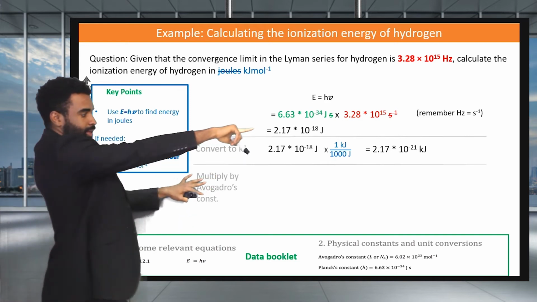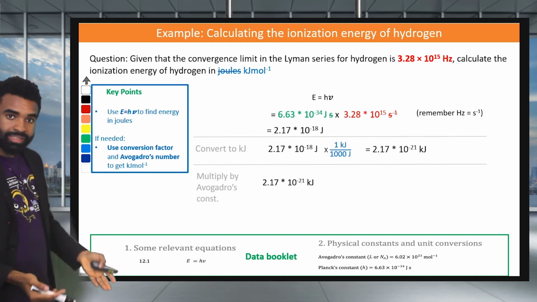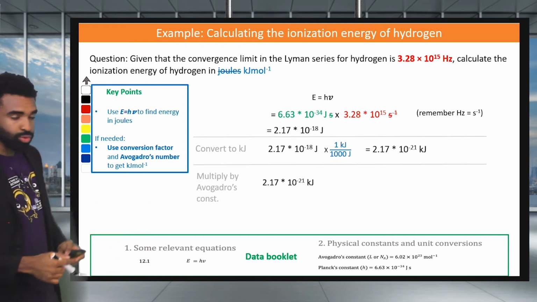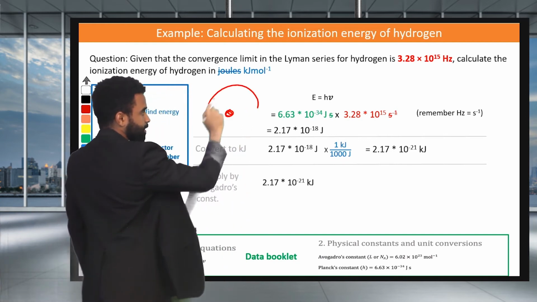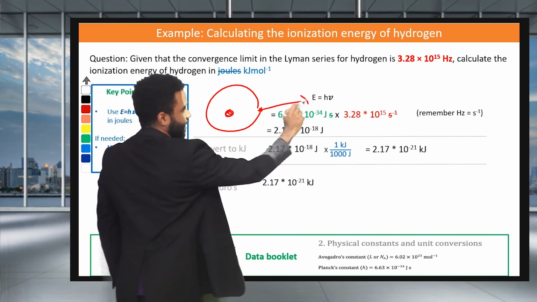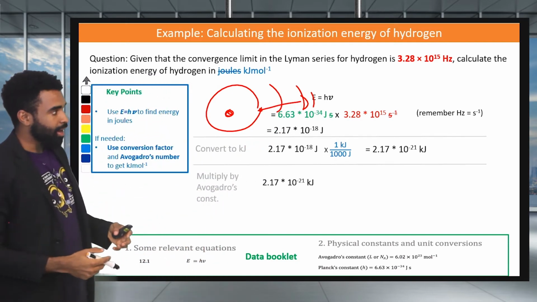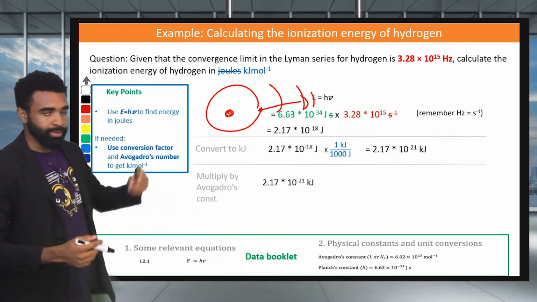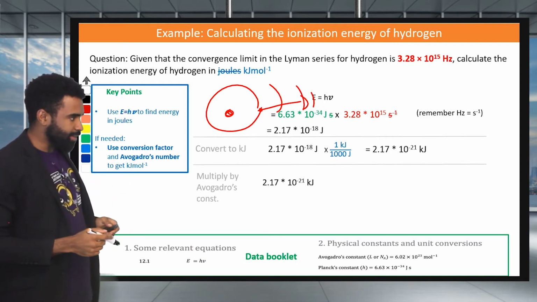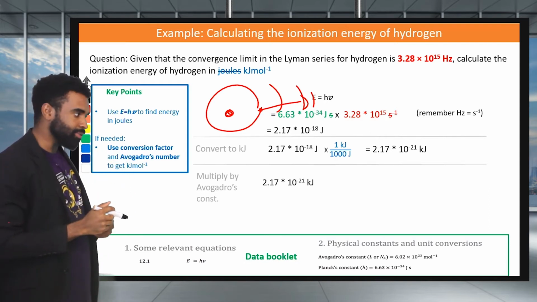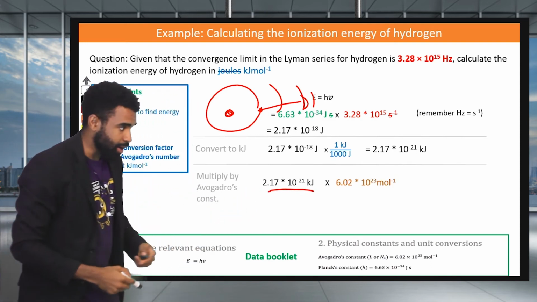Then we have now in kilojoules, we need to multiply by Avogadro's constant in order to scale it up to kilojoules per mole. So this is the amount of energy it would take to get a single electron and kick it out of the atom. But what we're interested in is a mole of electrons, or a mole of hydrogen atoms, which is a much more substantial quantity of atoms, or a much more substantial quantity of energy. So therefore we need to multiply this value here by Avogadro's number.